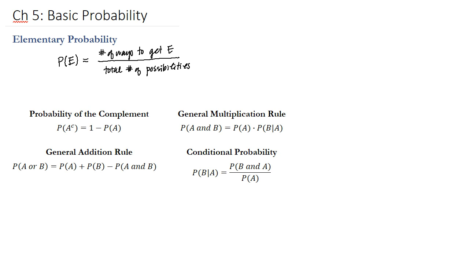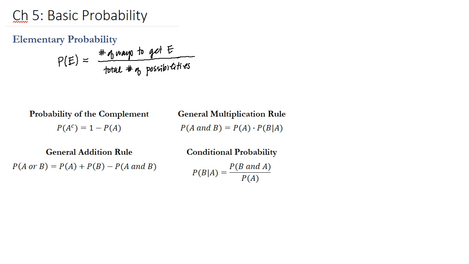Any probability we ever want to make can always boil down to simply the number of ways we can get what we want divided by the number of ways it could happen at all. Then the rules that follow shortcut a lot of counting or a lot of work in making this fraction.